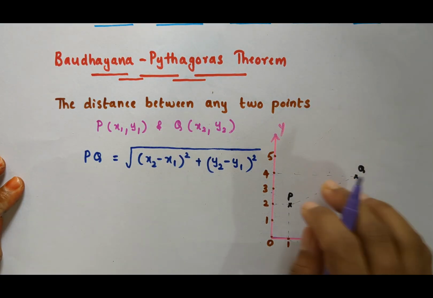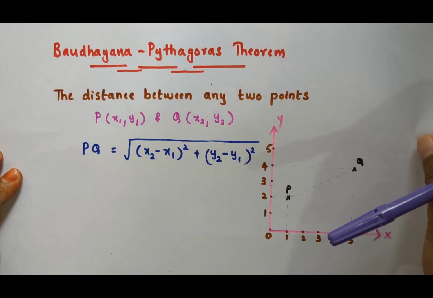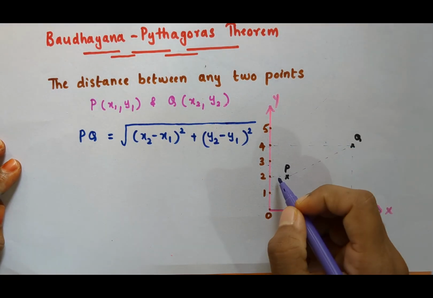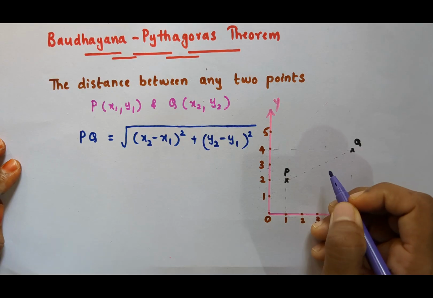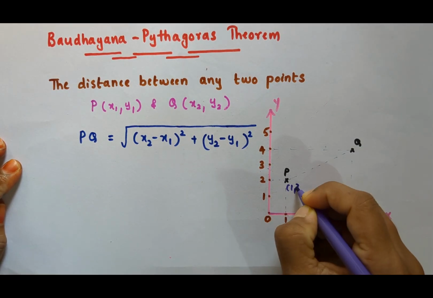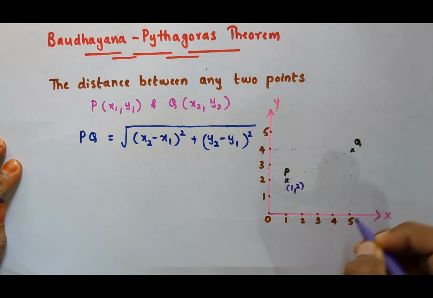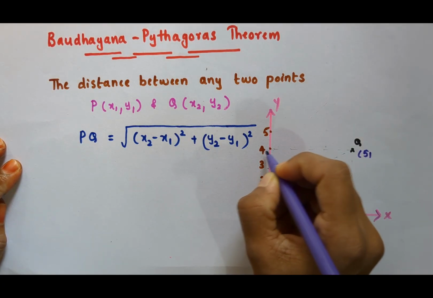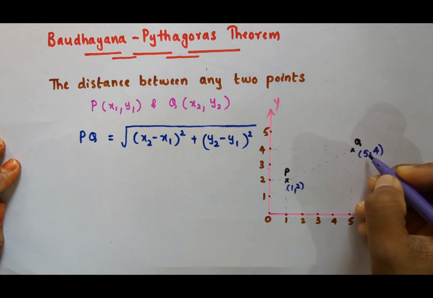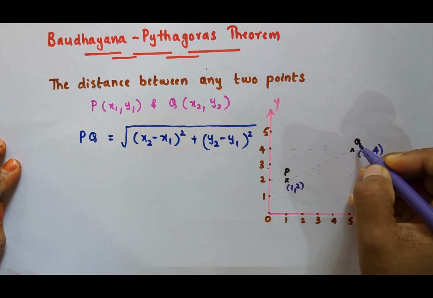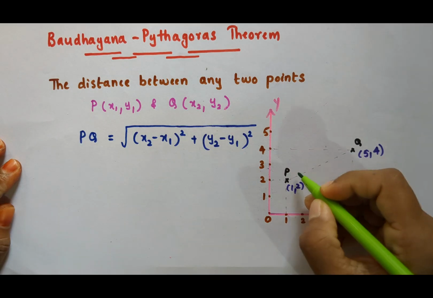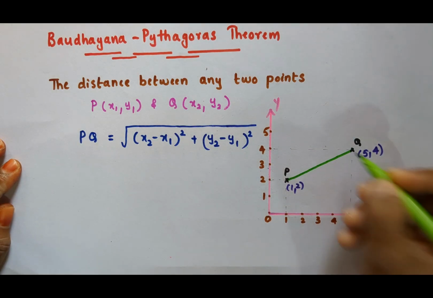In this system, here I have just considered one x-axis and y-axis, and I consider 2 points P and Q here. The x coordinate of P is 1, y coordinate of P is 2. Similarly, x coordinate of Q is 5, y coordinate of Q is 4. So (1, 2) are the coordinates of this point P and (5, 4) are the coordinates of this point Q. If you want to find out the distance between these 2 points, we want to find out this distance PQ.